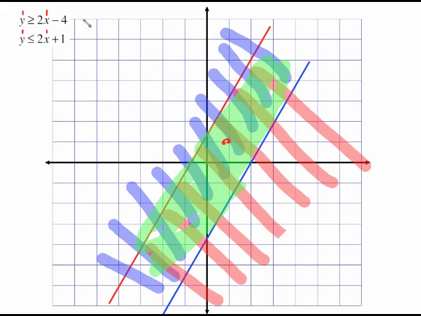2 times 1 is 2, minus 4 is -2. Is 1 greater than or equal to -2? Yes. And on this one, 2 times 1 is 2, plus 1 is 3. Is 1 less than or equal to 3? Yes.